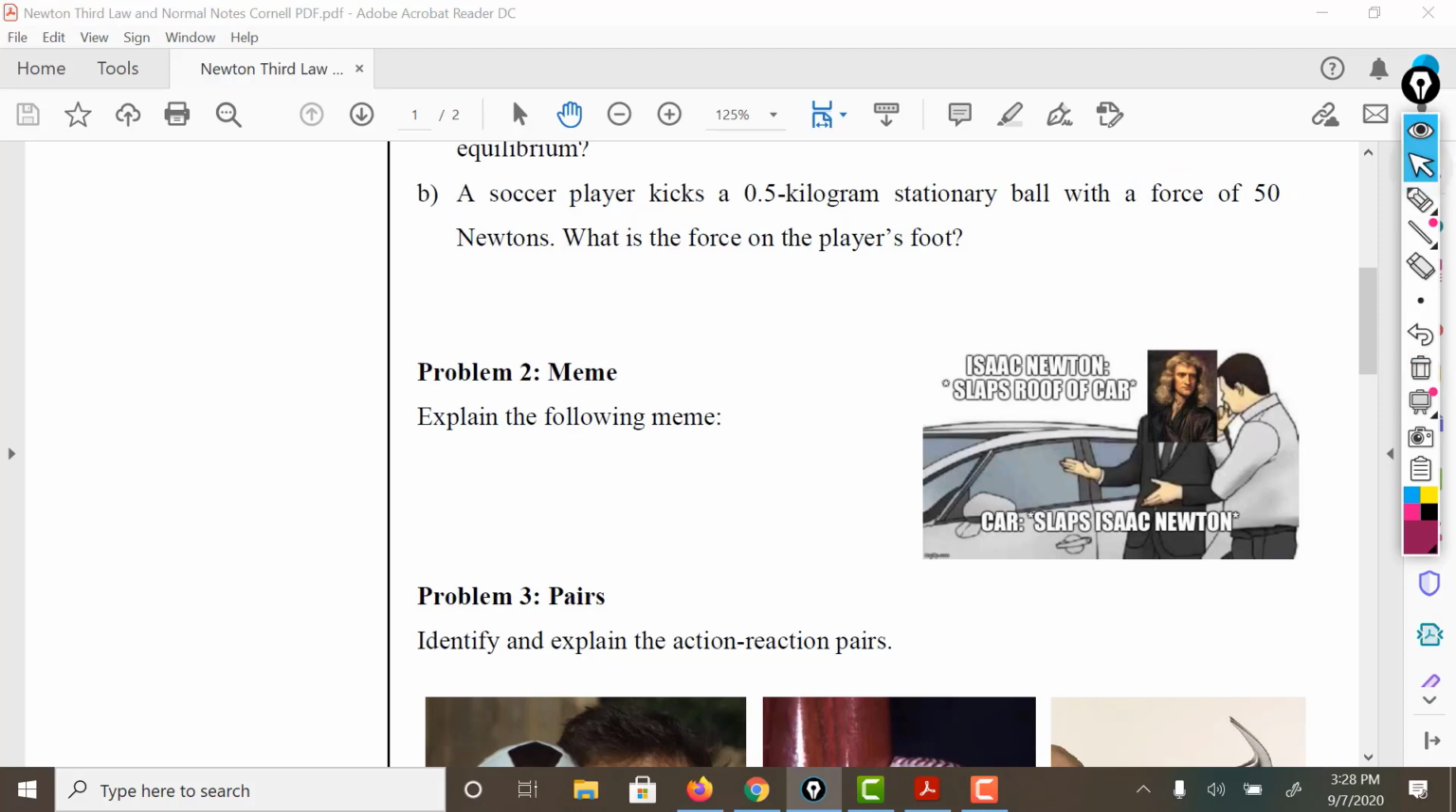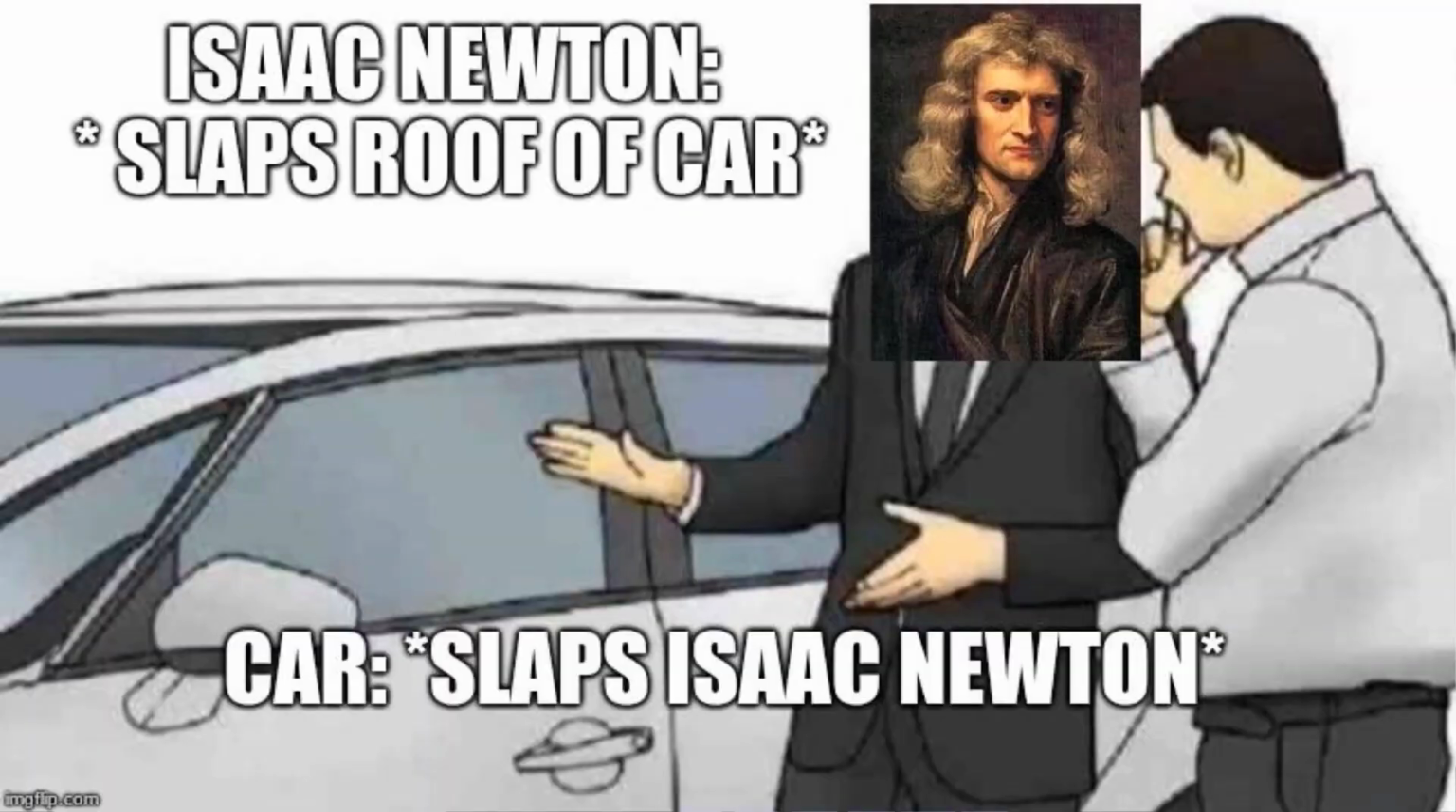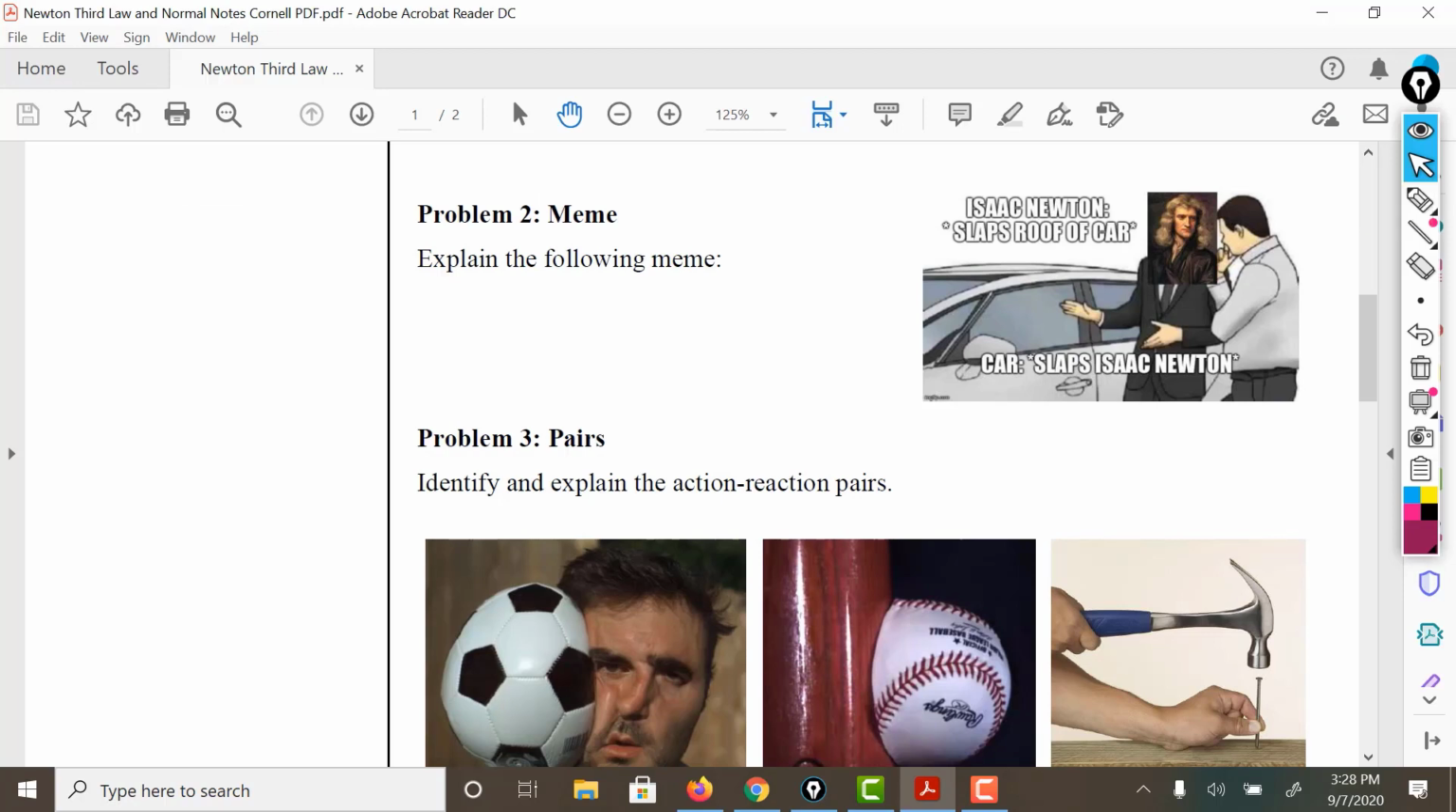Problem 2: slaps roof of car. Car slaps Isaac Newton back. Take a moment to explain this meme in the context of Newton's third law. Most impressive.